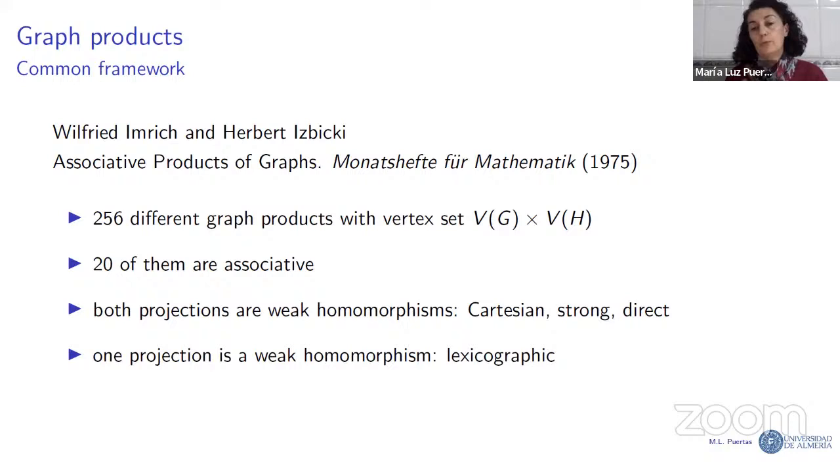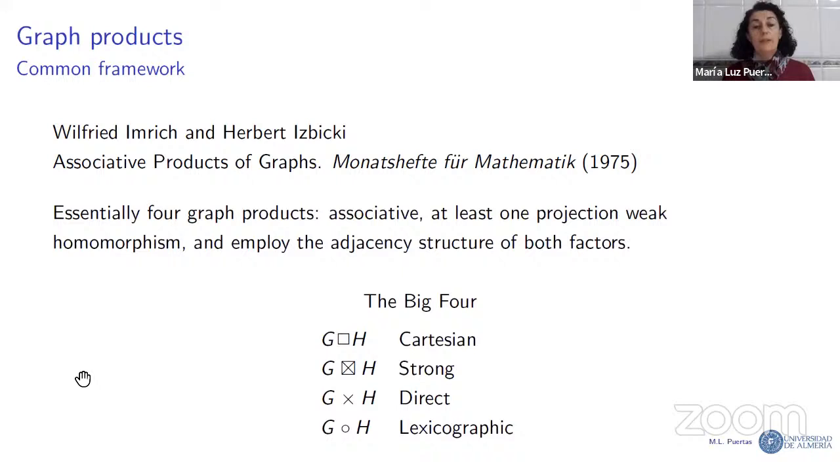If you ask for at least one projection to be a weak homomorphism, then the lexicographic product also qualifies. Weak homomorphism means that the map sends edges to adjacent vertices or to the same vertex. So this is why these four products are the most interesting. In this paper, they say that essentially there are four graph products which are associative, and at least one projection is a weak homomorphism.